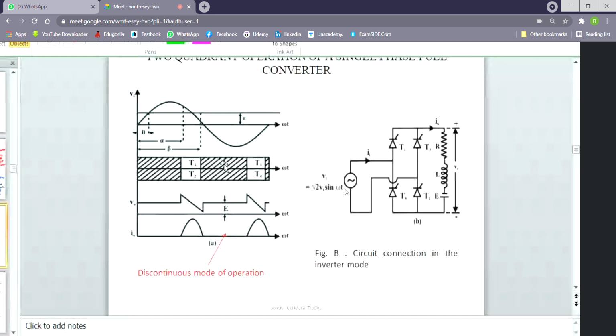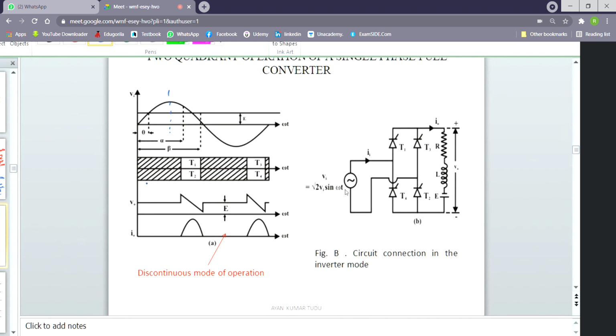Yes, so as you can see, if alpha is greater than 90 degree, this is our alpha 90 degree case, correct? So if alpha is greater than 90 degree, see what will happen: the current would become discontinuous, because most of the energy stored in the inductor would be exhausted.